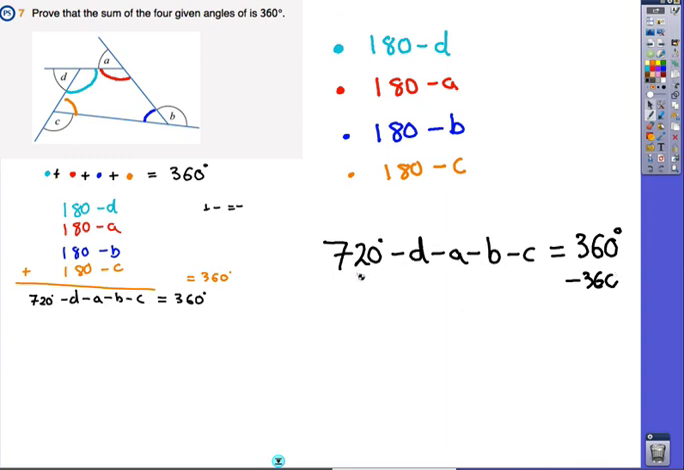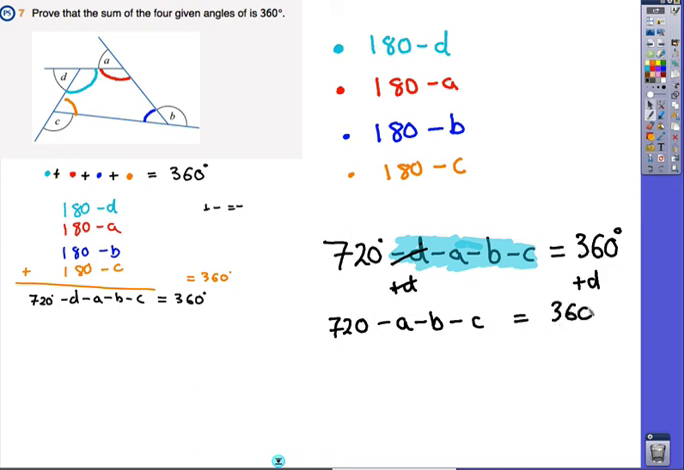Or we could do something else. Let's start with something else. Let's move all of these letters onto the other side of the equation, because we can make them into positive numbers. If we add D on this side and add D on the other side to balance the equation, minus D and plus D go, and we've got 720 minus A minus B minus C is equal to 360 degrees plus D. So we just made this D positive by putting it on the other side.